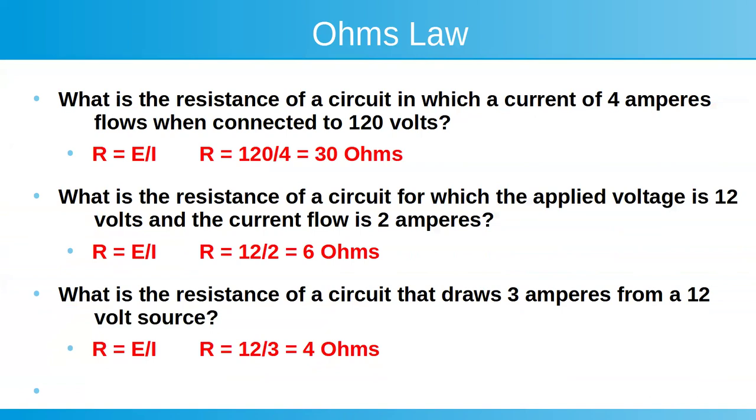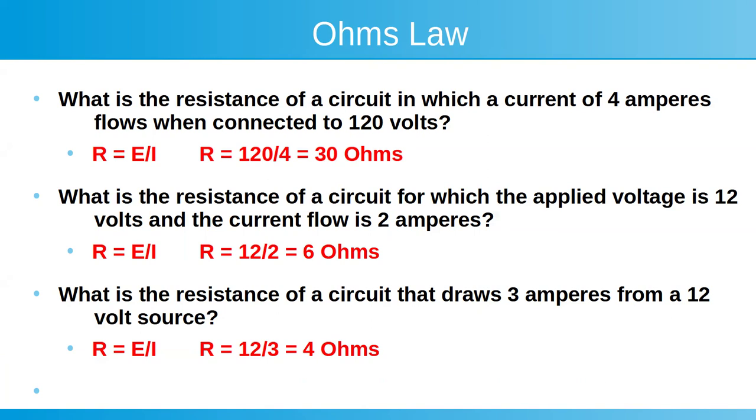Okay, I just did some example questions here before we do the ones in the pool. So what is the resistance of a circuit in which a current of 4 amperes flows when connected to 120 volts? So we use the formula resistance, what we're looking for, is equal to E divided by I. When we plug in the numbers, 120 divided by 4, it would be 30 ohms.